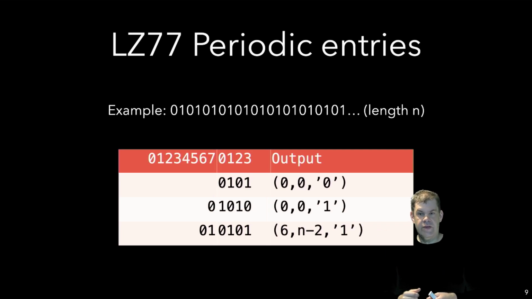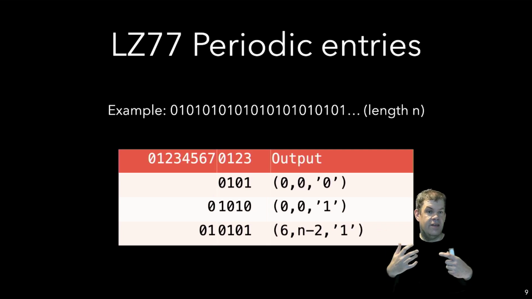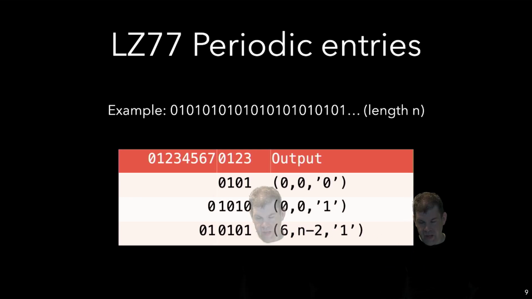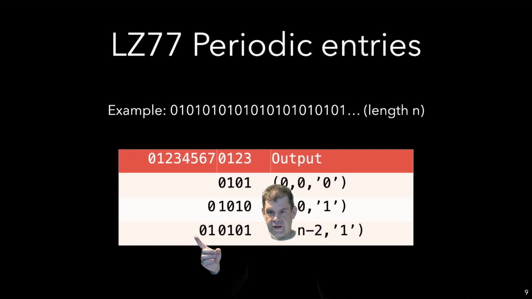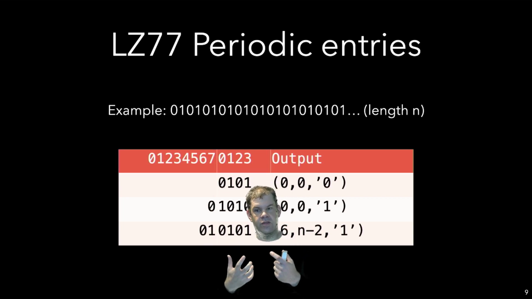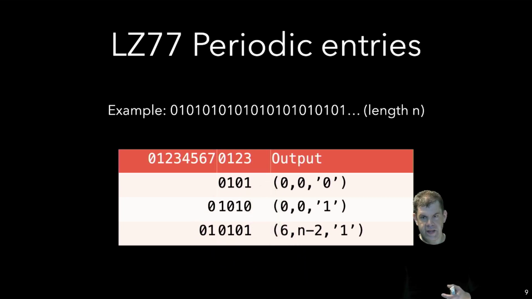But then I can do something very nice. I can say, okay, starting at position 6, give me n minus 2 characters. Starting at position 6, so that's position 6 here, I only have 2 characters. So if that, for instance, says, okay, give me 10 characters, what the decoder does is it goes 1, 2, wrap around, 3, 4, wrap around, and so on and so forth. So this way, periodic entries can be encoded without specifying those.